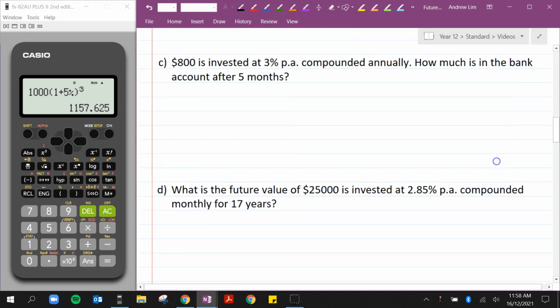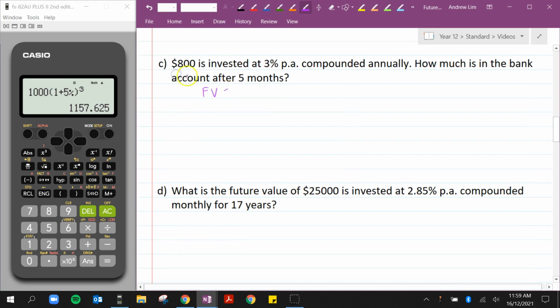Alright, question C. $800 is invested at 3% per annum compounded annually. How much is in the bank account after 5 months? So we'll just write down the formula again, just so that we can get used to it. Future value is equal to present value times 1 plus r to the n. $800 is invested, that's my present value. The rate is 3%, and it's compounded annually, so I'm not going to divide it by anything. And it's invested for 5 months.